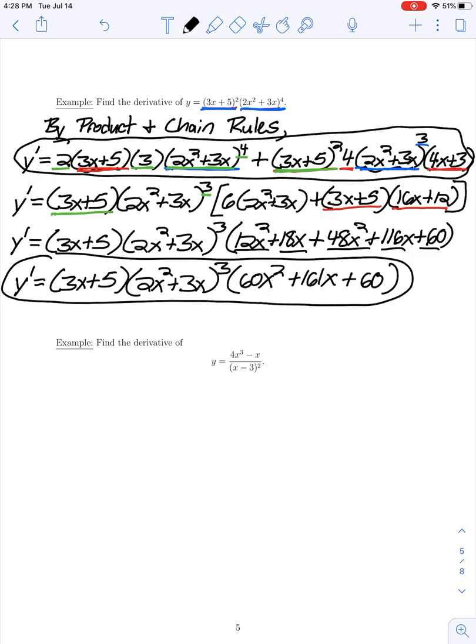In our next example, we are asked for the derivative of y, which is a quotient of two polynomials, where our denominator, we can see, is a composite function. The inner function for our denominator being x minus 3, and the outer function being x squared. So to differentiate a quotient of functions that also involves a composite function, we're going to have to make use of two rules, namely the quotient rule and the chain rule.